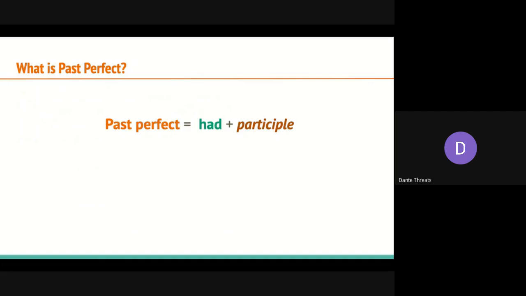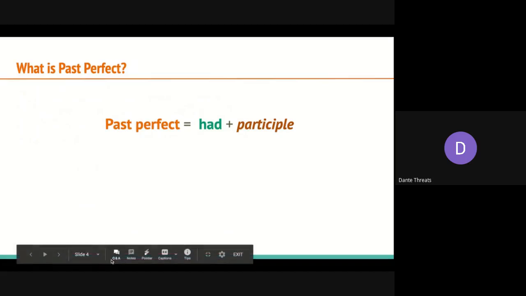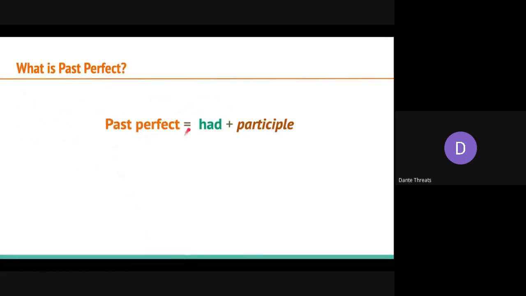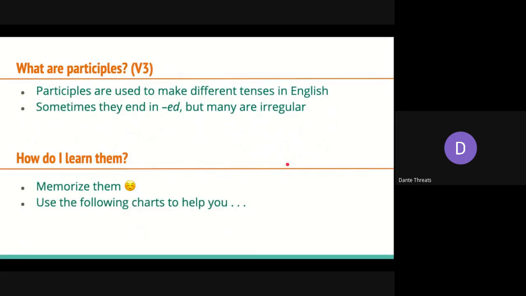All right. Now, what is the past perfect tense? Well, if you are looking here, the past perfect equals the past tense of have, which is had, and the participle, right? Now, I'm sure many of you are wondering, what exactly is the participle? What are participles? Or V3.